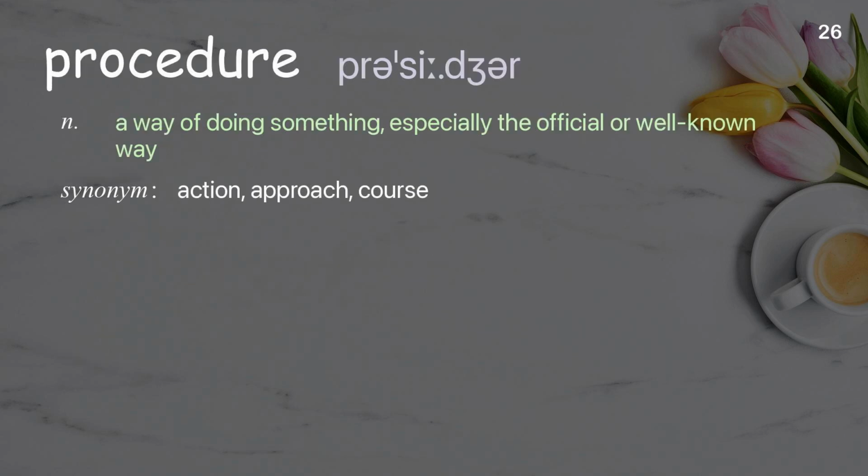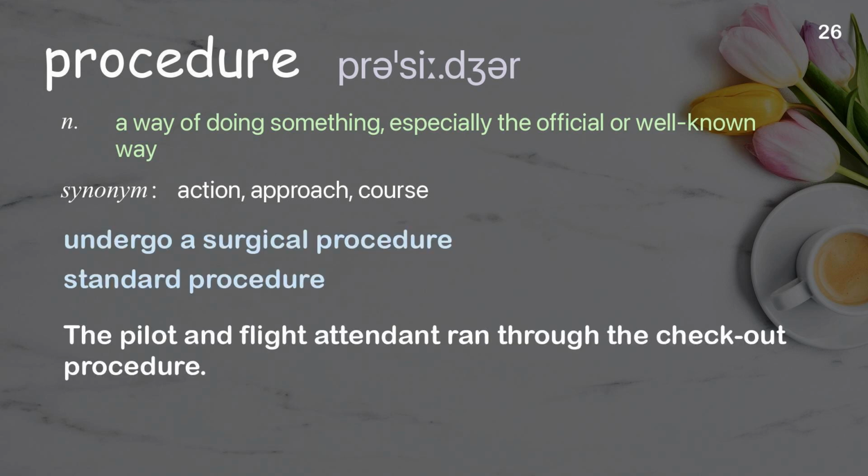Procedure: a way of doing something, especially the official or well-known way. Examples: undergo a surgical procedure, standard procedure. The pilot and flight attendant ran through the checkout procedure.